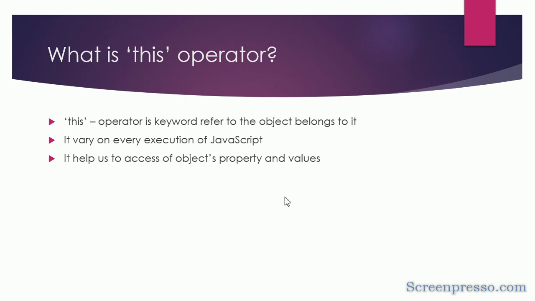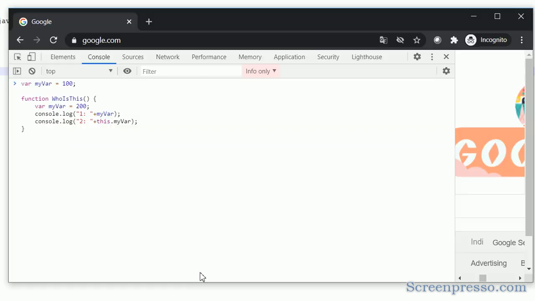It may belong to a particular class, a particular function, or a global function, meaning it may belong to the window object. Let me explain based on some samples. You will get clear. Consider this. Here I am declaring one variable, that is, globally I have declared myvar equal to 100. Also I have a local variable.